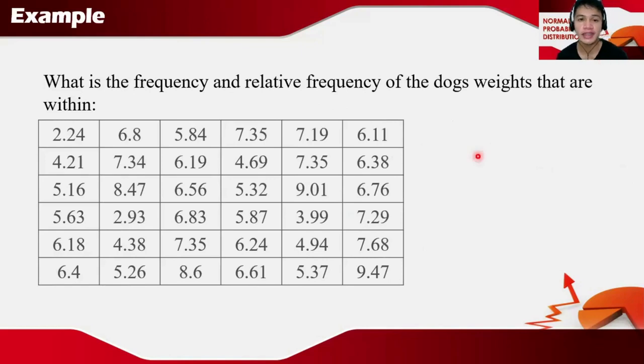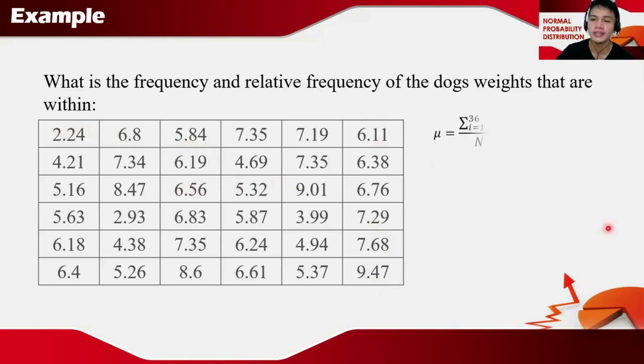What is the frequency and relative frequency of the dog weights that are within these values? First things first, we need to get our population mean. Since it was not mentioned that this is random or a sample, we assume that these are the population of the dogs. So we have 36 dogs here that weigh 2.24, 9.47, 6.11, and so on and so forth.